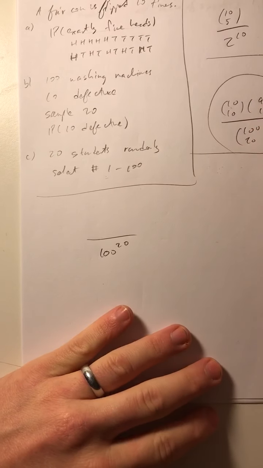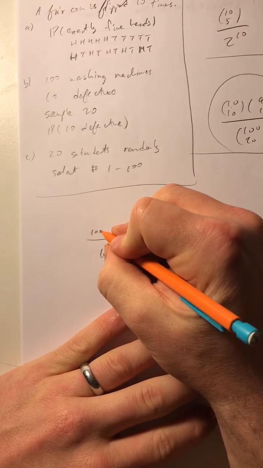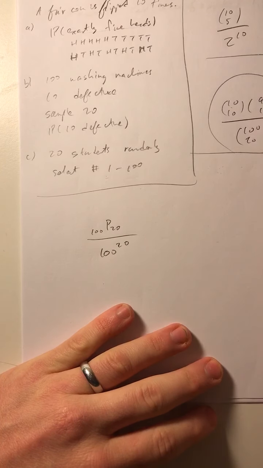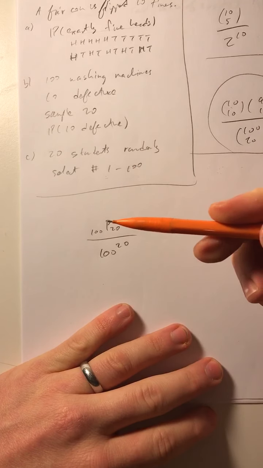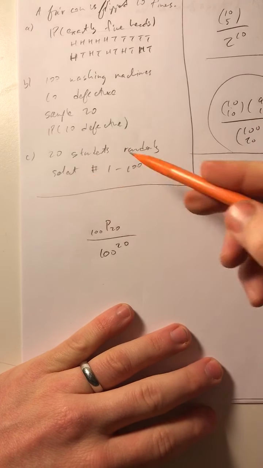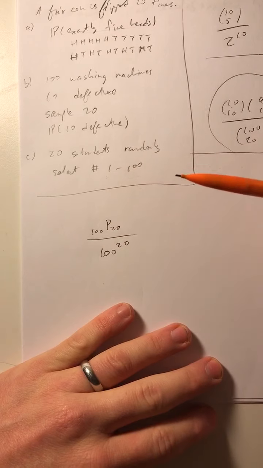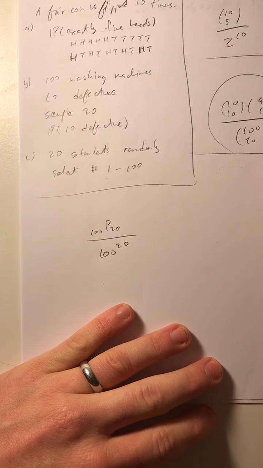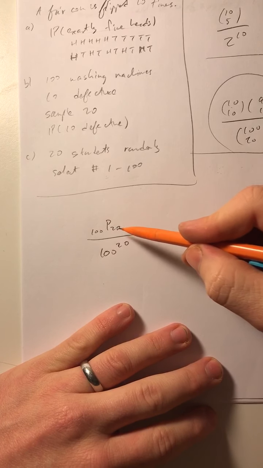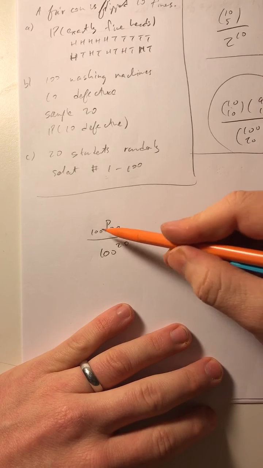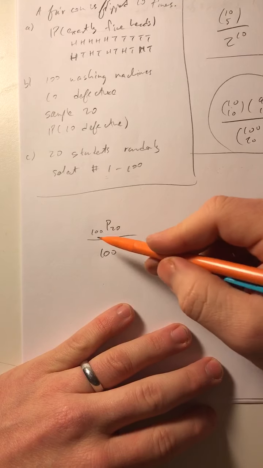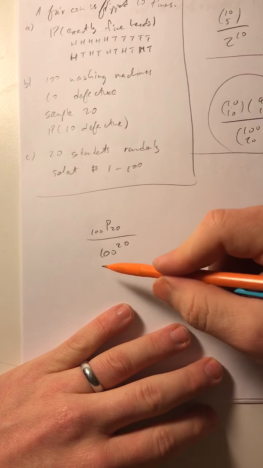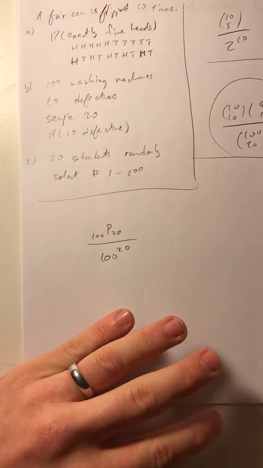Right? So since order matters here, I'm going to have 100 P 20. If none of the students pick the same numbers, if they all pick different numbers, then that's the same thing as them picking without replacement. So I have 100 possible choices, 20 choices will be made, and no replacement. This is the total number of ways for the students to pick different numbers, and this is the total number of ways for students to pick numbers, period.